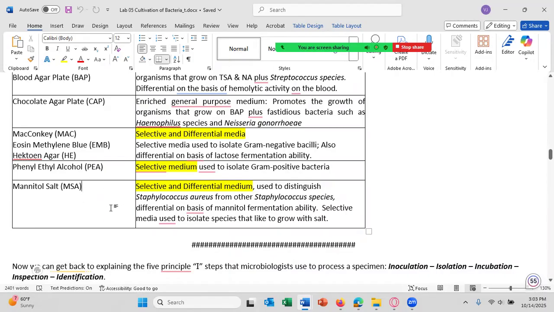around the colony to determine whether it is capable of fermenting the sugar mannitol. An easy way to remember what's in the mannitol salt agar, it has mannitol in it and salt, sodium chloride. Any question about the different type of media?